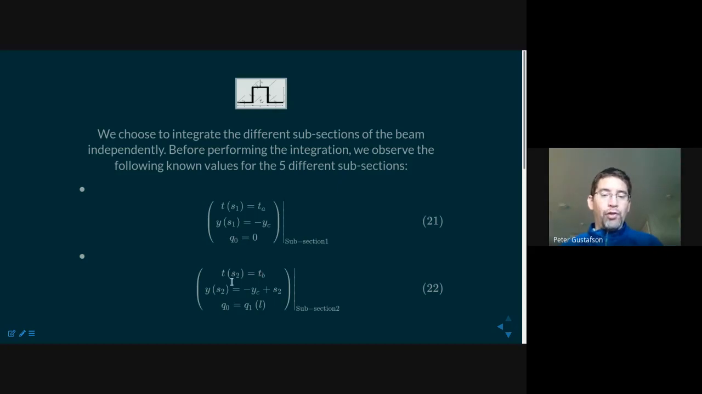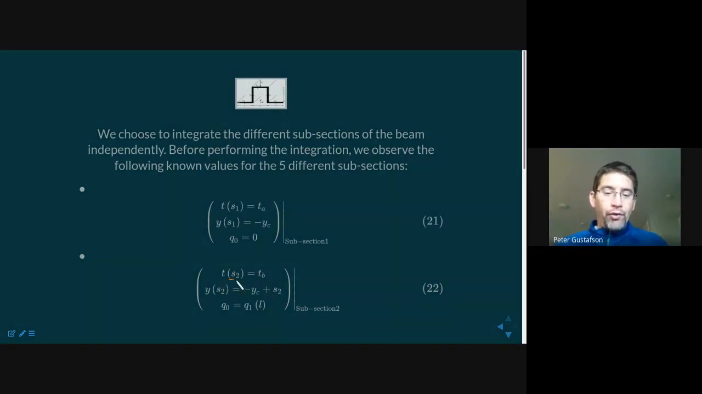But as we look at what these are, we can see that the thickness for this second S segment is constant, TB. We can write the Y position as starting at a value which we had previously established, and then for every increment in the S direction, we increment in the Y direction. So it ends up being minus YC plus S2.